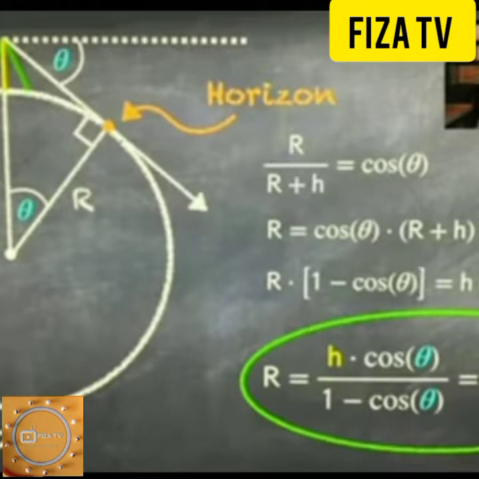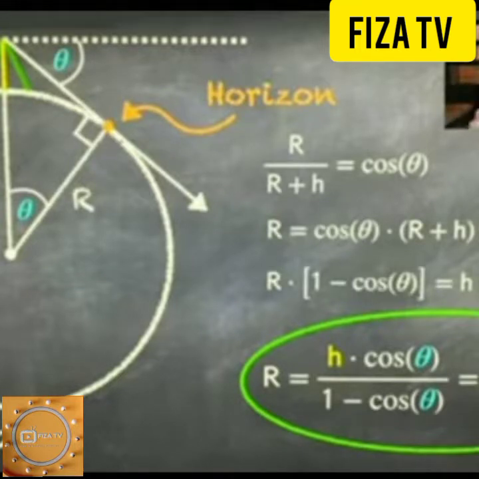You go to the top of the mountain, and you are now standing at the top of the mountain, and you measure the angle of the horizon. You measure the angle of the horizon from the top of the mountain, which let's call theta, okay? So theta is the angle of the horizon. You see that very clearly from the top of the mountain, okay?